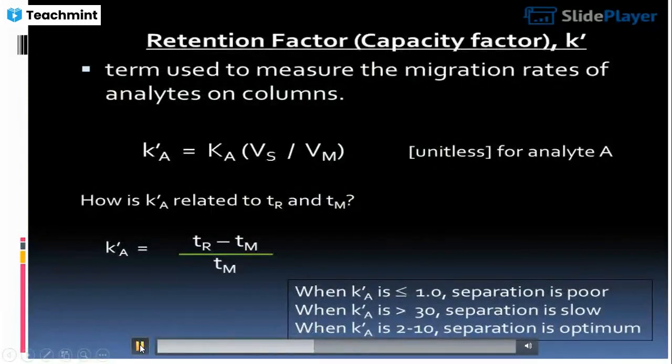When k' is greater than 30, separation is slow. When k' is 2 to 10, separation is optimum.